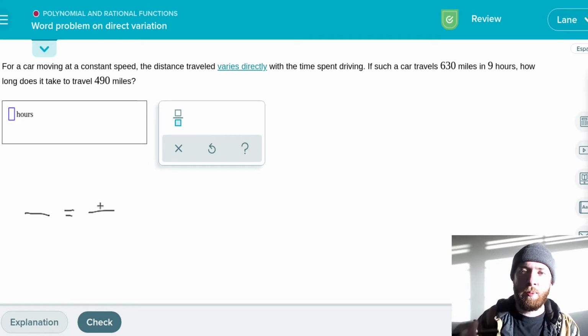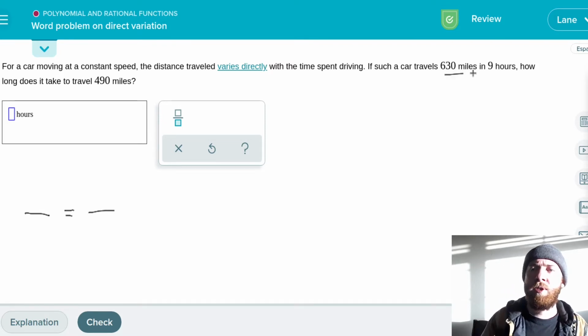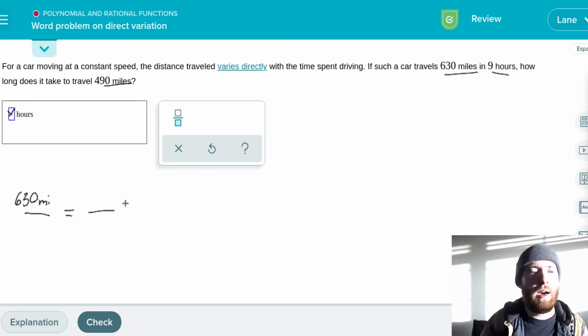So what does the problem tell us? It tells us 630 miles goes with 9 hours, and 490 miles goes with how long? X hours, right? So let's fill in these fractions right here with that information. So the first one I'm going to make is the fraction involving these two, 630 miles and 9 hours.